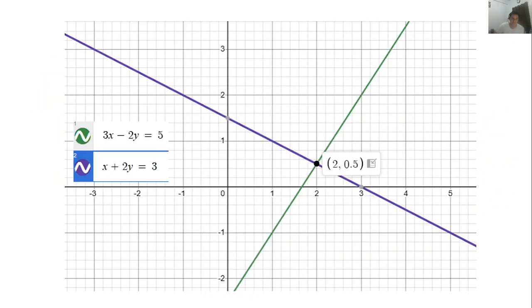Then, in graphing, this is the graph: 3x minus 2y equals 5 and x plus 2y equals 3. As you can see, their intersection is 2 comma 0.5, or 2 and 1 half.